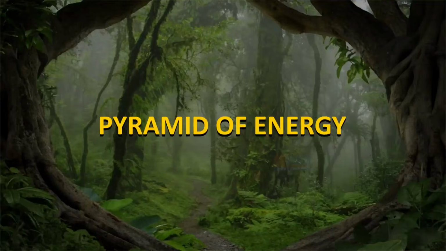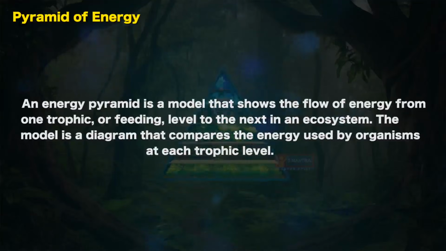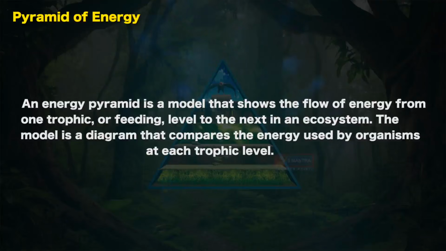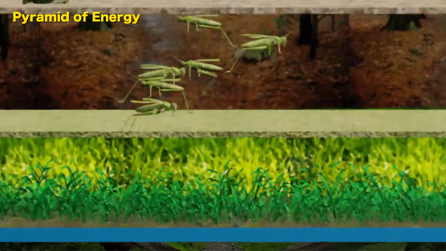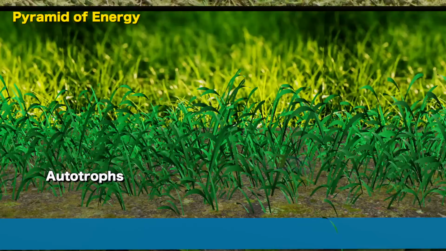Pyramid of energy. An energy pyramid is a model that shows the flow of energy from one trophic or feeding level to the next in an ecosystem. The model is a diagram that compares the energy used by organisms at each trophic level. At the pyramid base are the producers, autotrophic organisms that make their own food from inorganic substances.